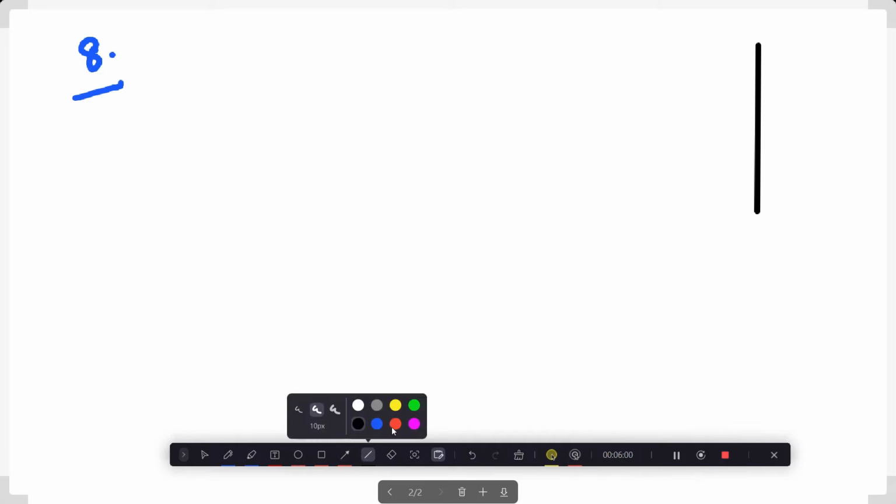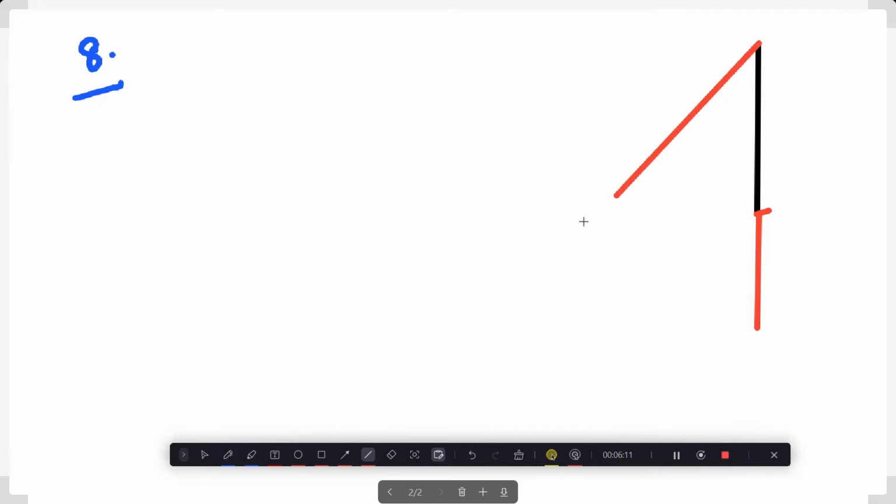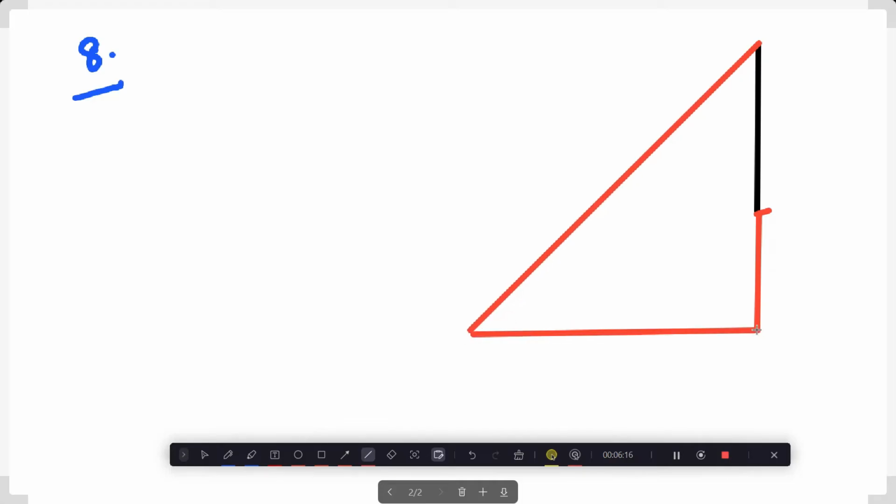Now let's move on to the next question. Which one should we do? Let's do question number 8. Okay, it says that a statue 1.6 meter tall stands on the top of a pedestal. Okay, so we can probably show the pedestal by a different color. Right, so it stands on top of a pedestal. From a point on the ground, the angle of elevation of the top of the statue is 60 degree. And from the same point, the angle of elevation of the top of the pedestal is 45.